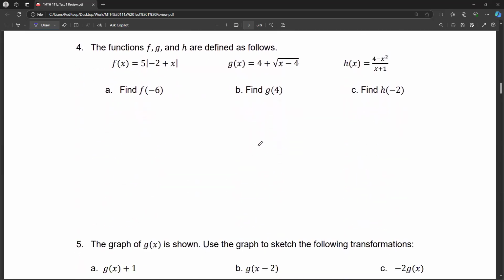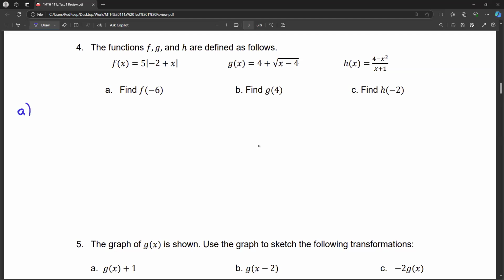Question 4. It looks like question 4 is giving us 3 different functions, and they're defined below. And they're asking us in parts A, B, and C, it looks like, to evaluate values into each of these functions. So let's go ahead and start with part A of question 4.